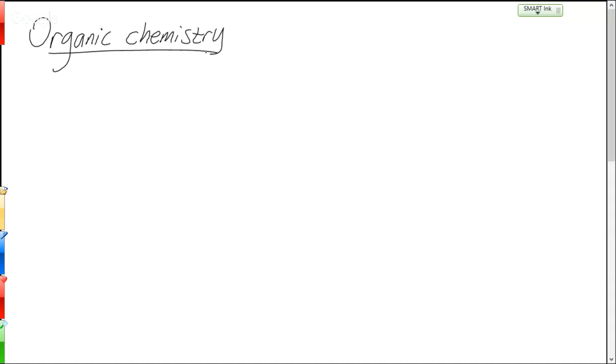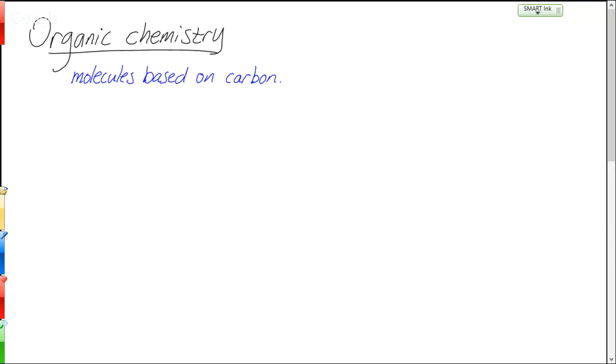So now we define organic chemistry a little bit differently as molecules based primarily on carbon. So we're talking about the chemistry of mostly carbon-containing molecules. They have lots of other stuff in them too, but the basic structure of the molecule is based around carbon.